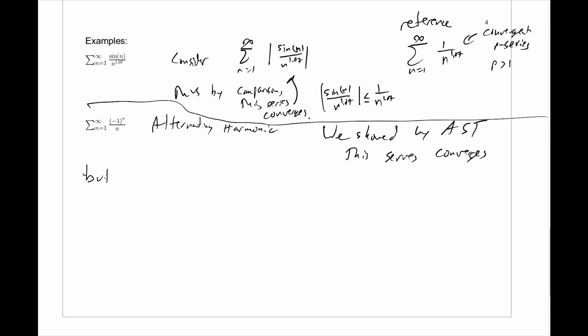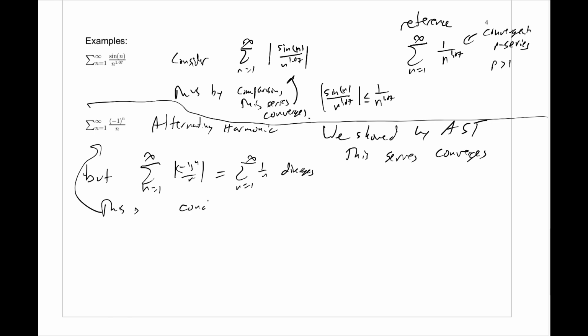But if you take absolute values of each term, the sum of the absolute value of -1 to the n over n, you get exactly the harmonic series, which we already know diverges. So this is a series which converges, but the sum of the absolute values diverges. So we call this series conditionally convergent.